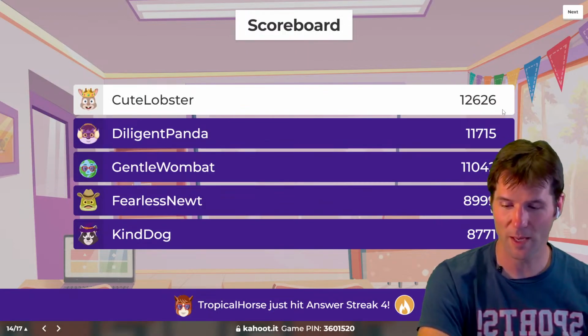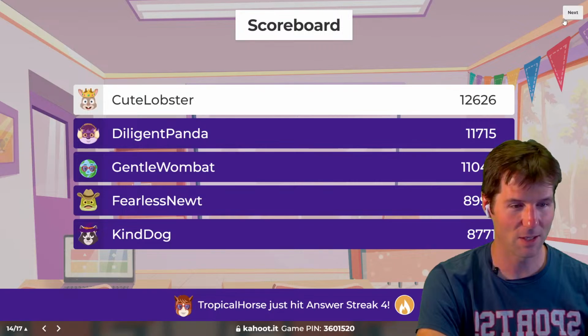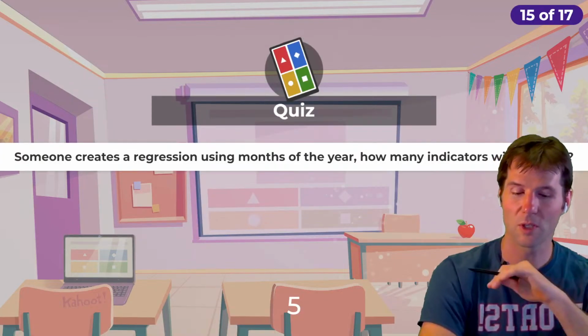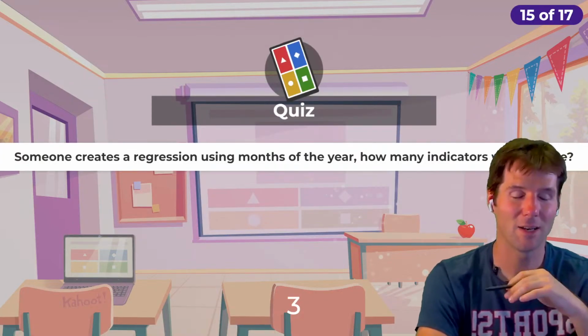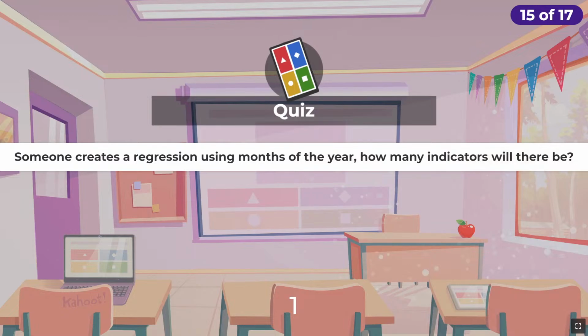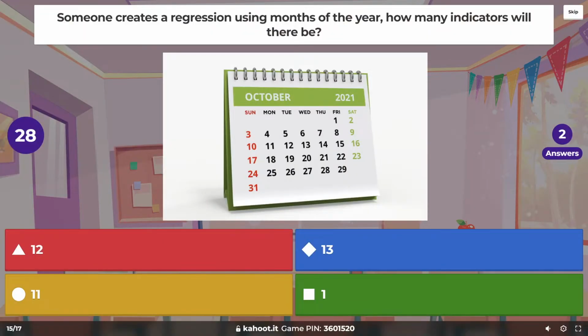Someone creates a regression using months of the year. How many indicator variables will there be? Great review question. So you have to know how many months of the year there'll be. How many indicator variables would there be with months of the year?